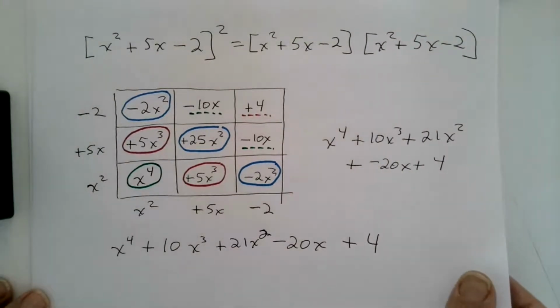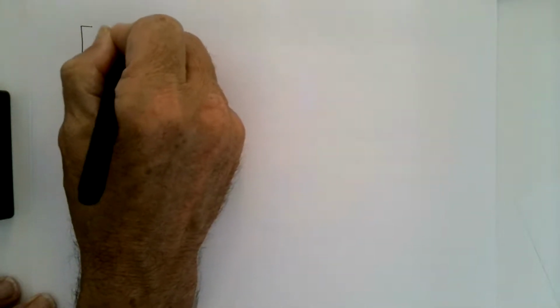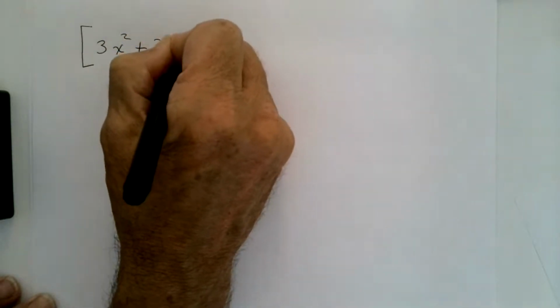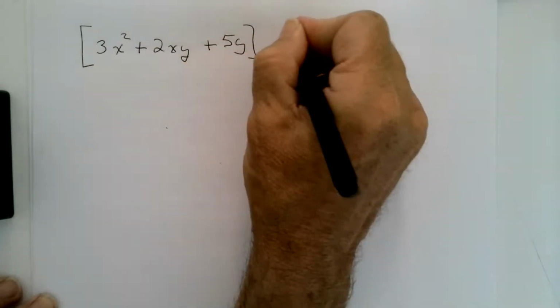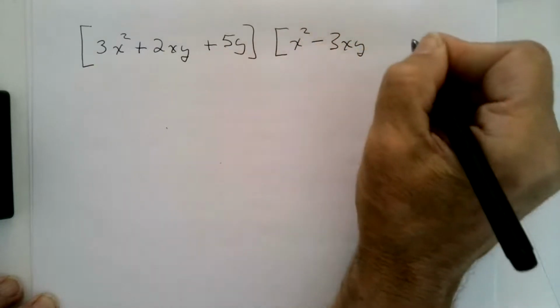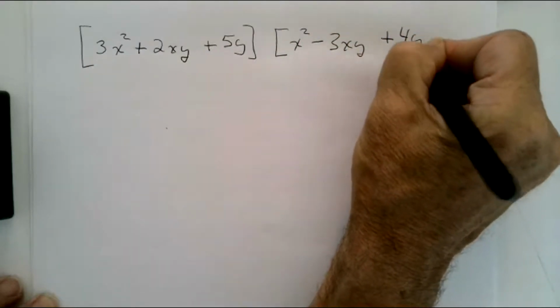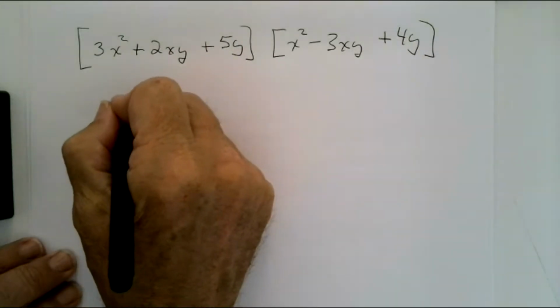We'll do a trinomial times a trinomial. This time we'll do a couple different variables. So if I have 3x squared plus 2xy plus 5y times x squared minus 3xy plus 4y. So this is a trinomial times a trinomial. So again, we're going to need to have a 3 box multiplied by a 3 box. So let's do that and then look for like terms.